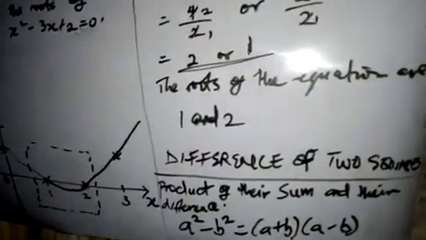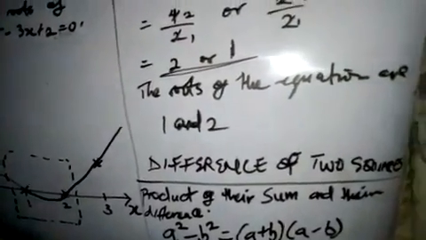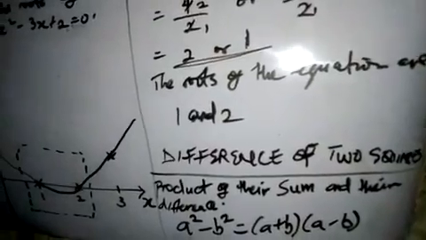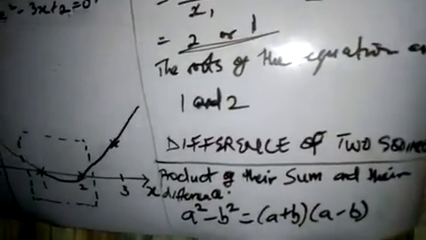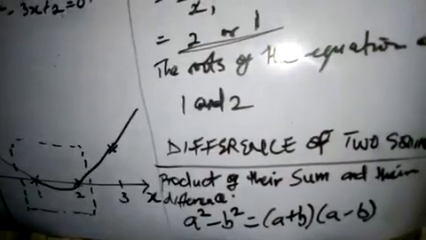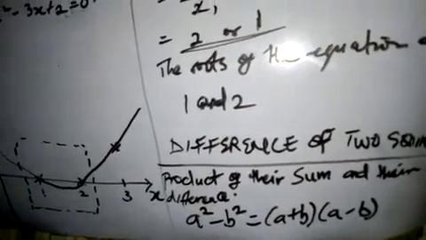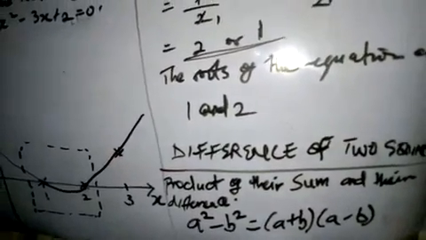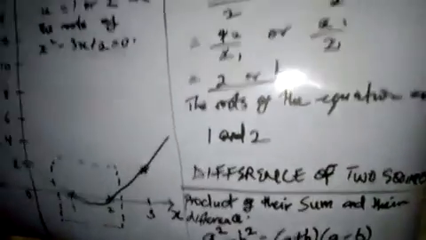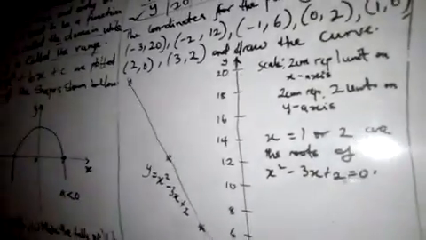Now this is just a bonus: the difference of two squares, the product of their sum and their difference. We want to get the product of two differences. Let's say you have a squared minus b squared, it is equal to open bracket a plus b close bracket, open bracket a minus b close bracket.